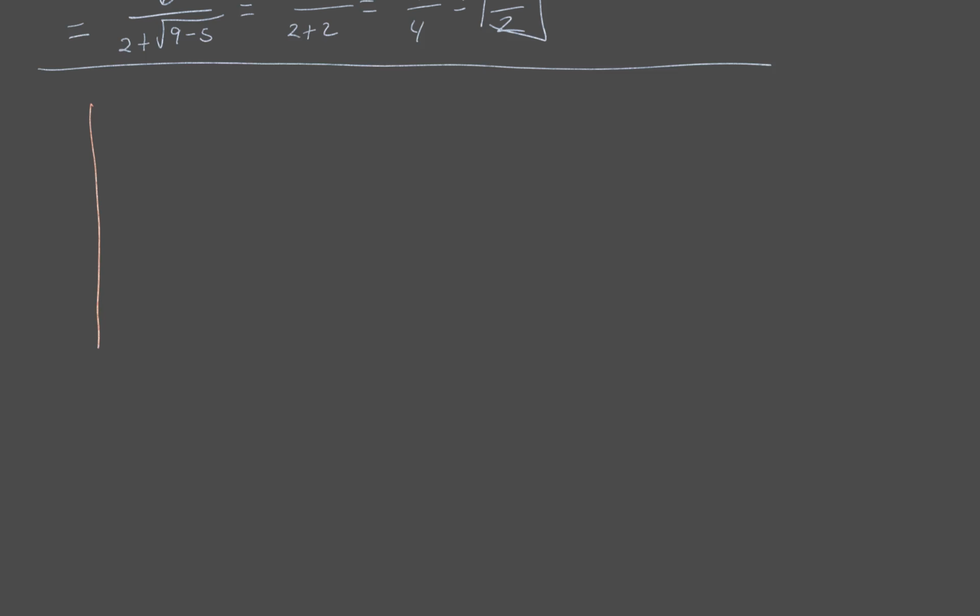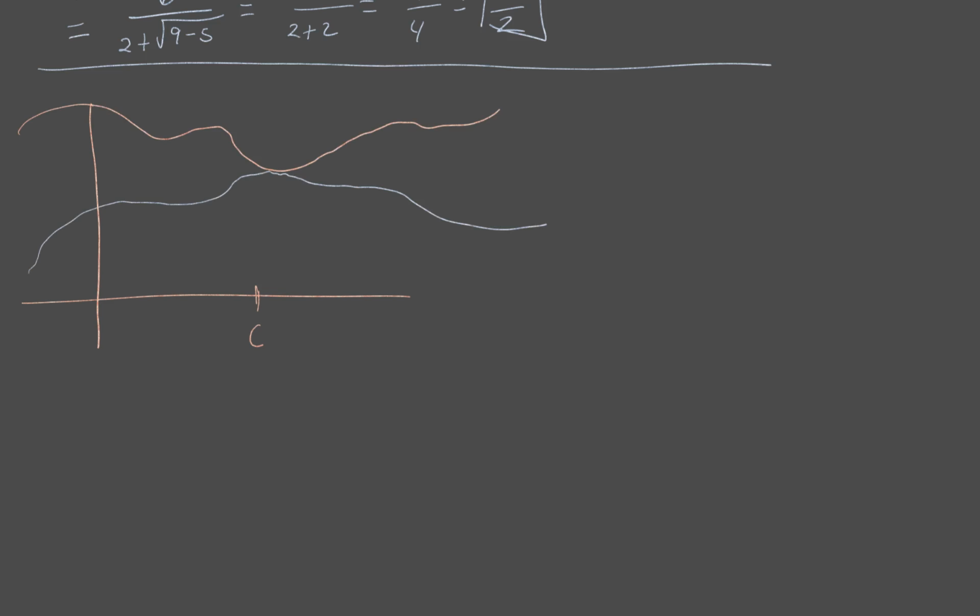So let's say I've got this picture. We're computing a limit here at c. I've got function 1 that does something like this. I've got function 2 that does something like this, and I've got function 3 that always lives in between them. So let's say I have f of x here, this is g of x, and this is h of x.